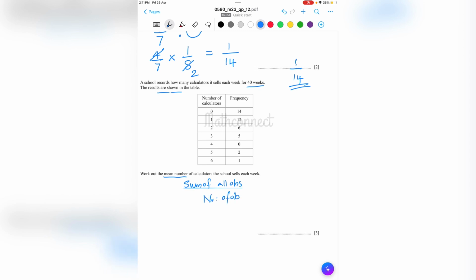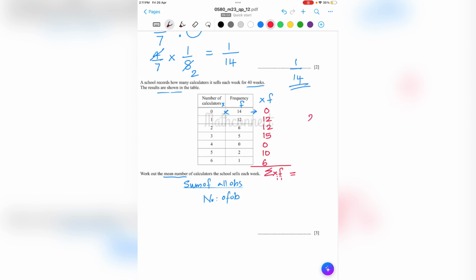Since the frequency table is given, and this is x and this is f, we need to find xf. We're going to multiply these and put the answer in the next column beside. Once this is done, we're going to find the total of the xf column, so sigma xf. We have to add up all of this.